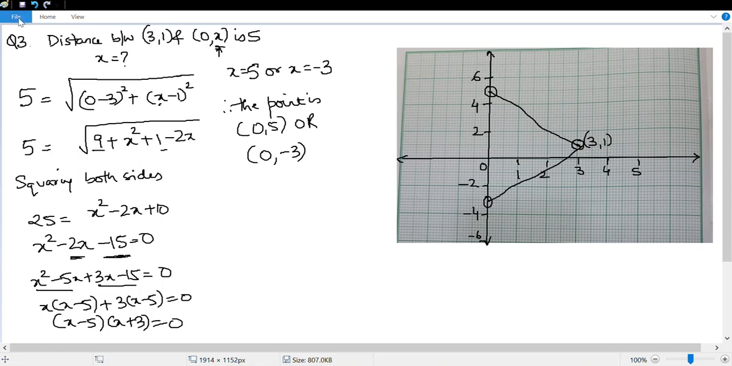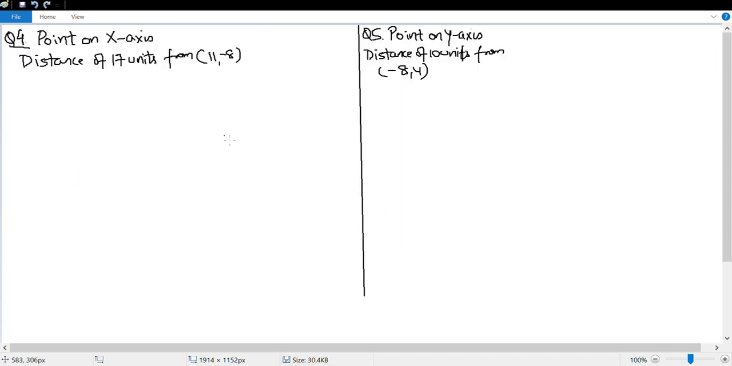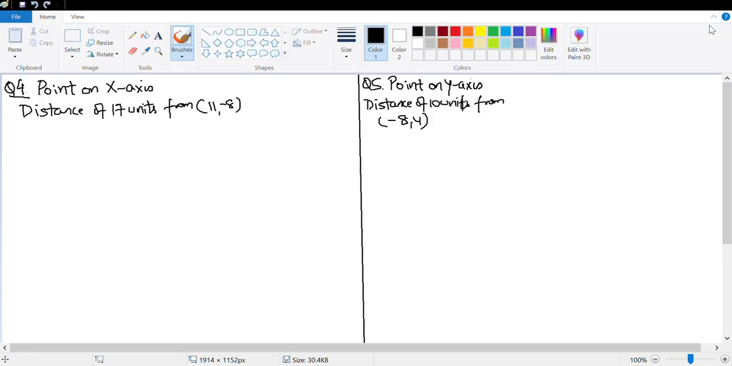So let's look at the next question. The next question that we solve is question number 4. What does question 4 say? Question 4 is point on x. Let's read the question. Find the coordinates of point on the x-axis which are at a distance of 17 units from the point 11, negative 8.